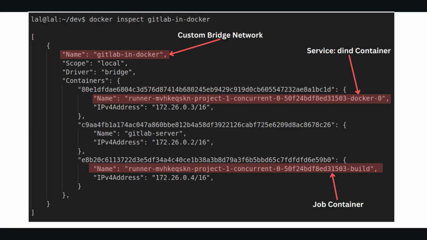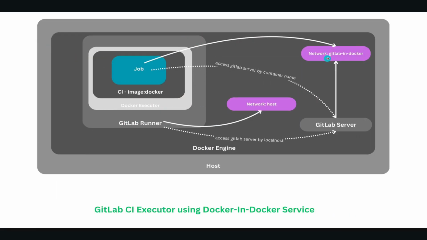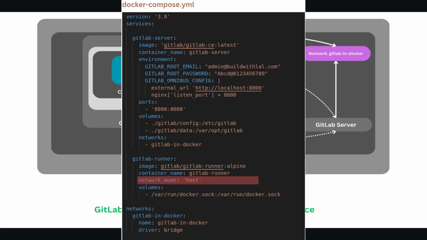Since both the GitLab server and the job containers are attached to the same network, they were able to get access to each other through the container name, and that was the reason we updated our GitLab runner configuration to update the clone URL to the GitLab server name and also update the Docker networking mode to this new network name.